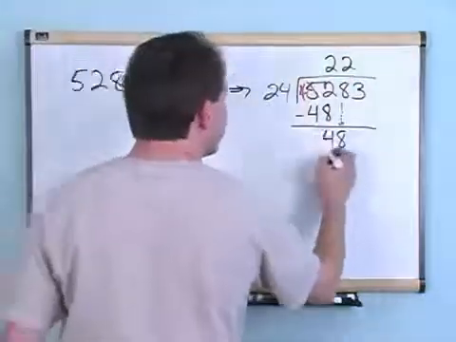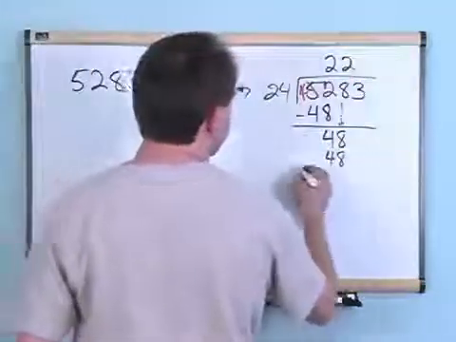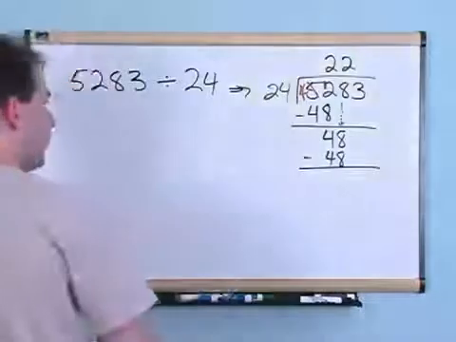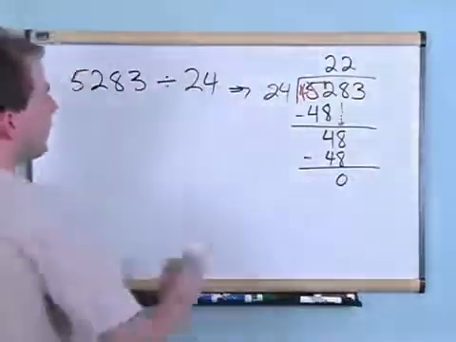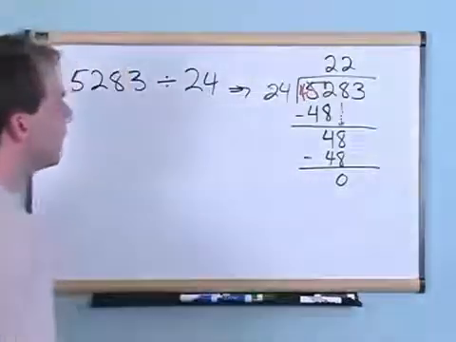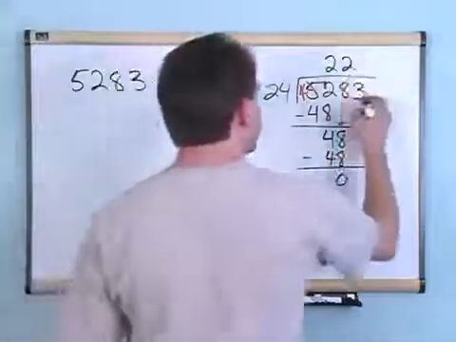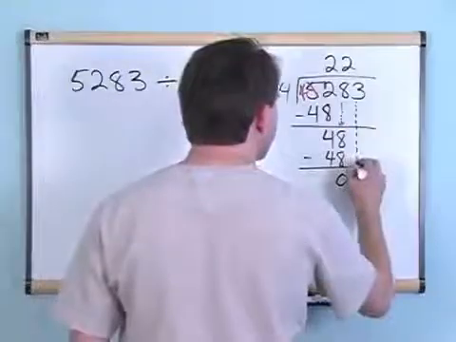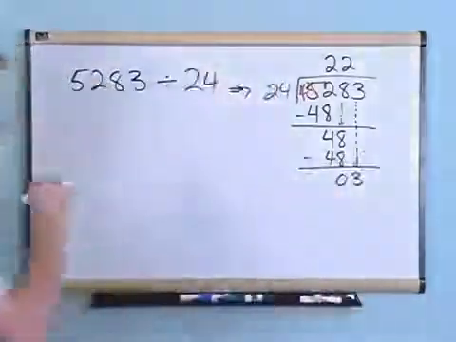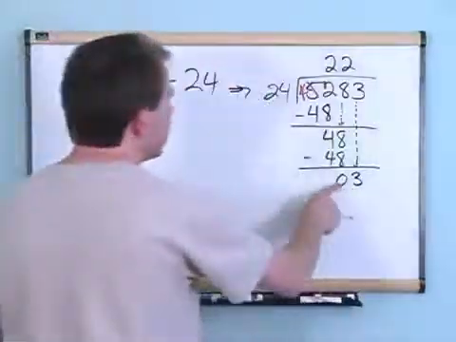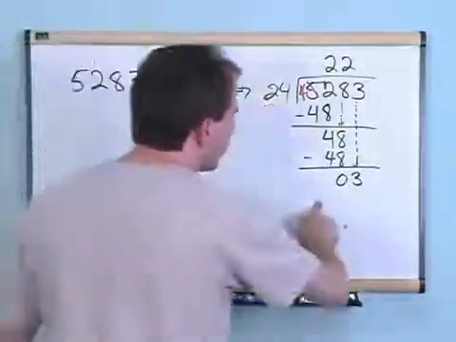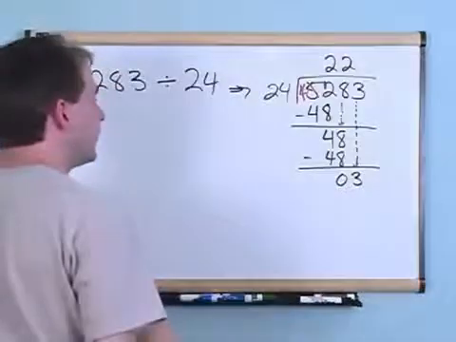We already just figured out that it can go 2 times. 2 times 24 is 48. We just figured that out. Okay? So then we just subtract those two. 48 minus 48 obviously is going to give you 0. Can 24 go into 0? No, it can't. But before we put anything up here, we're going to have to drag our 3 down. Okay? We're going to have to drag our 3 down. Now that we have dragged our 3 down, we can ask ourselves, does 24 go into 3?